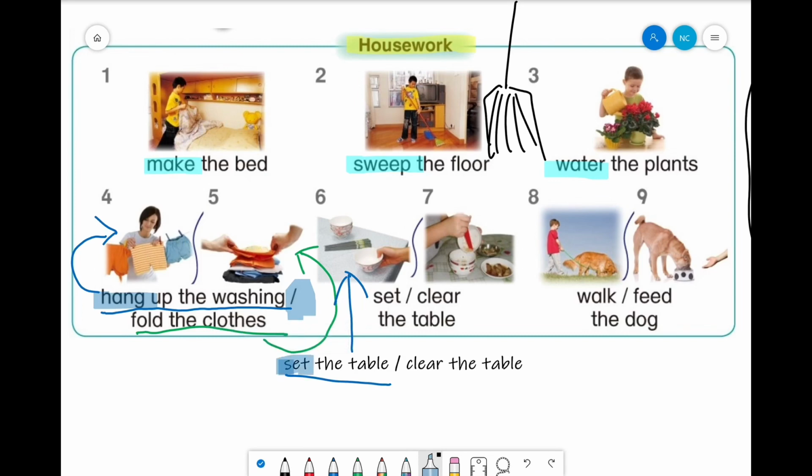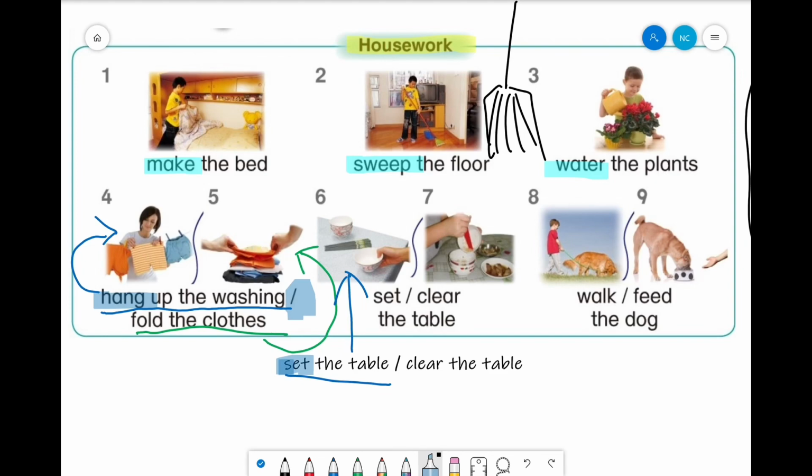When we set the table, it means that we are getting the table to be ready for our dinner. So we are going to put the cutleries, the forks, knives, or chopsticks, the bowl, the food on the table, so that when we go to the table, we are ready to have dinner or lunch. So we do this before we eat. We set the table before we have the meals we eat.